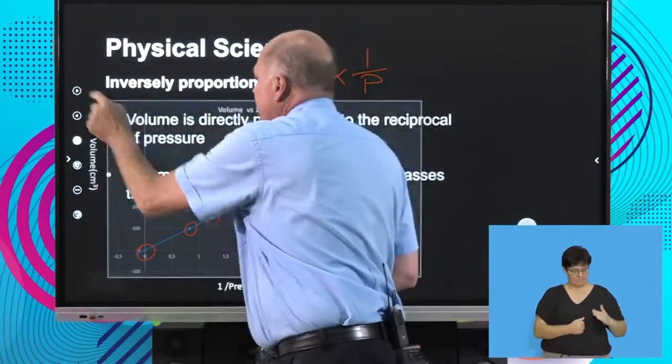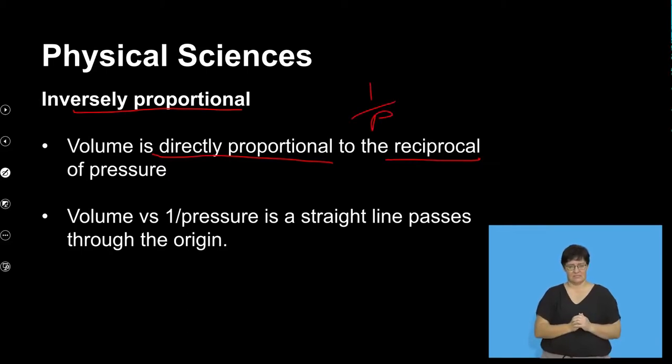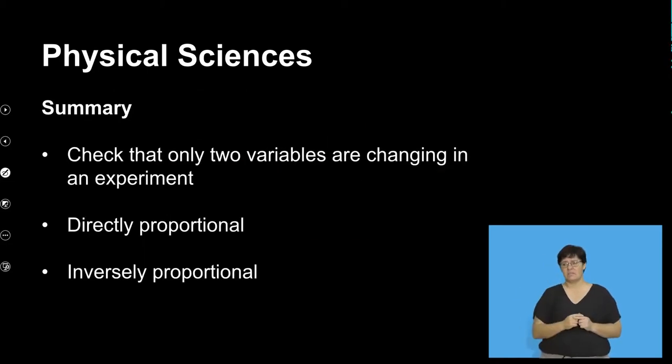And so I want you to understand that when we're dealing with the idea of inversely proportional, the dependent variable, volume, is directly proportional to the reciprocal. That means 1 over pressure. We say that volume versus 1 over pressure is a straight line that passes through the origin. And so we have a very clear way of representing this relationship.